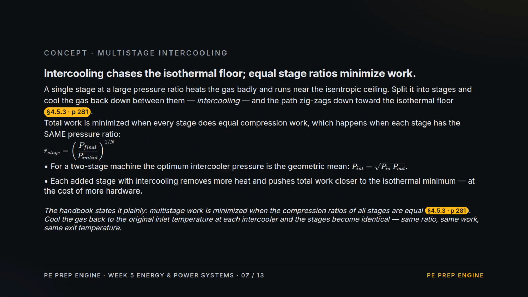Now the escape from the isentropic ceiling. A single stage at a big pressure ratio overheats the gas and runs near the isentropic limit. Split the compression into stages and cool the gas between them, intercooling, and the path zigzags down toward the isothermal floor. Total work is minimized when every stage carries equal load, which means every stage gets the same pressure ratio, the overall ratio to the 1 over n power. For 2 stages, that optimum intercooler pressure is just the geometric mean of inlet and outlet. Each added stage removes more heat and pushes the total work closer to the isothermal minimum.